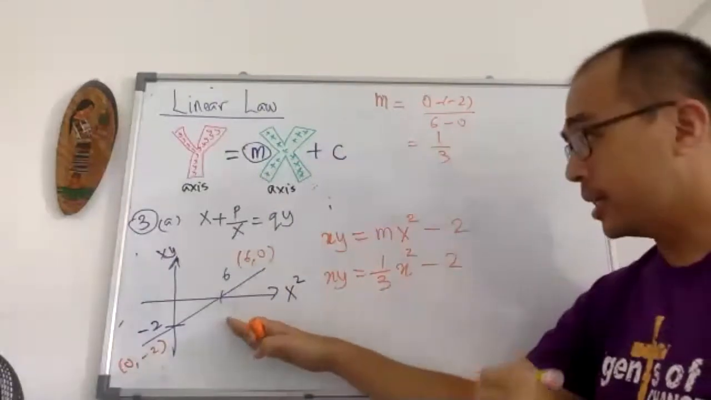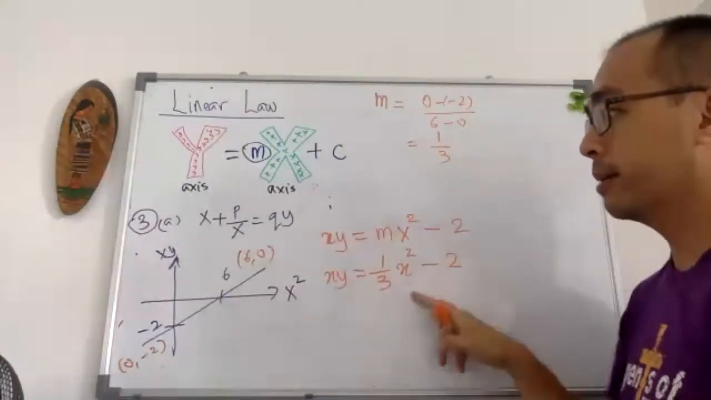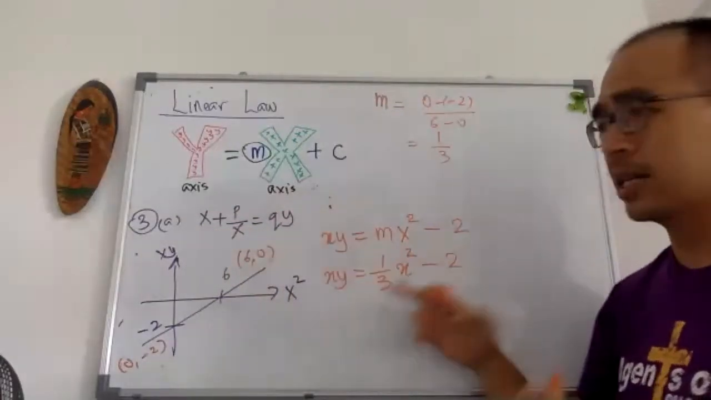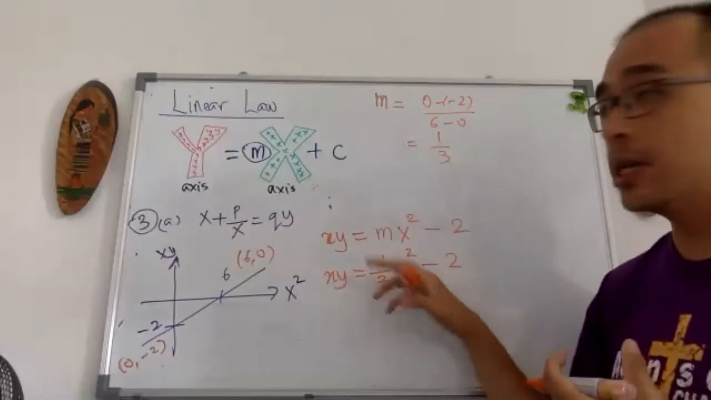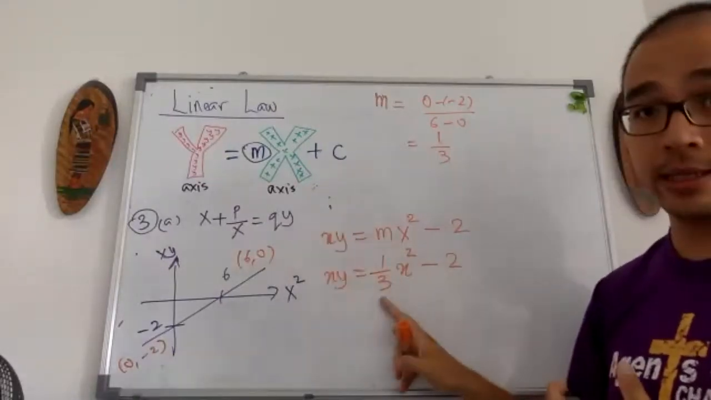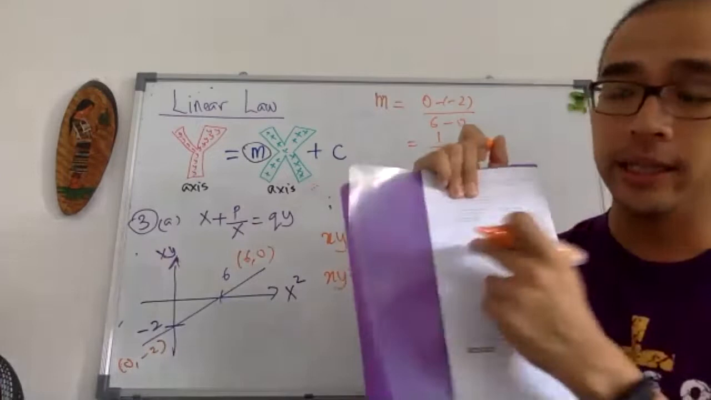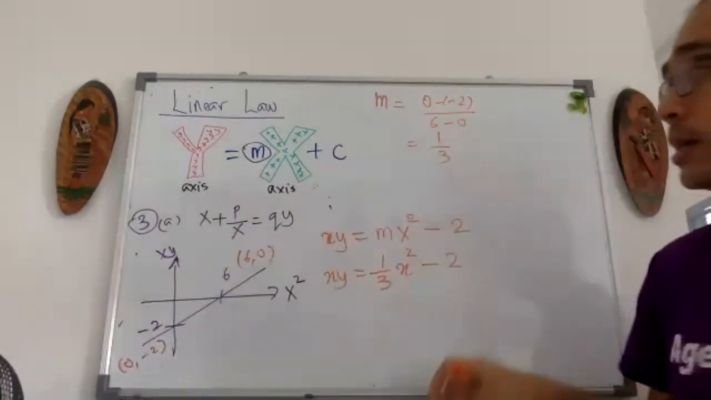Question is, how do I match this with this? Because look at this, this and this are totally not the same at all. So we need to change this so that it looks like this, which was the skill that you learned in the first question. So let's take a look at this.